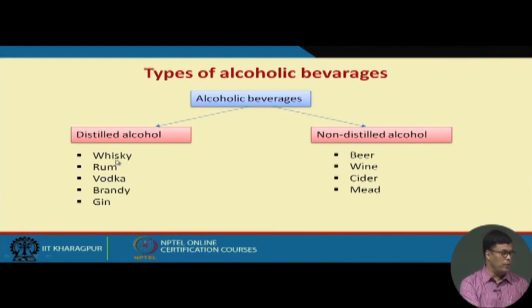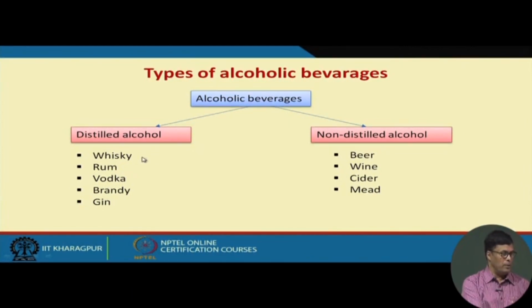Now we have different distilled alcohol. We have whiskey, rum, vodka, brandy, and gin. But whiskey is usually produced from wheat starch, and rum is usually produced from cane molasses. Brandy is usually produced from fruit juices. So different distilled alcohol has different raw materials used for the production process, and different companies have different trade names.